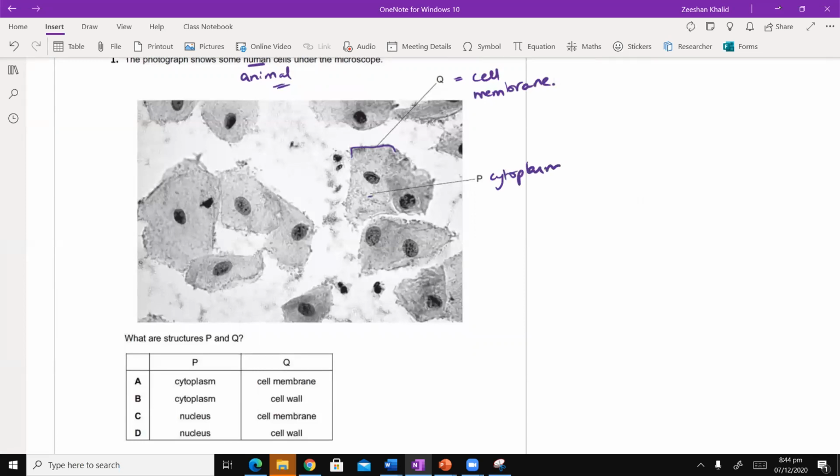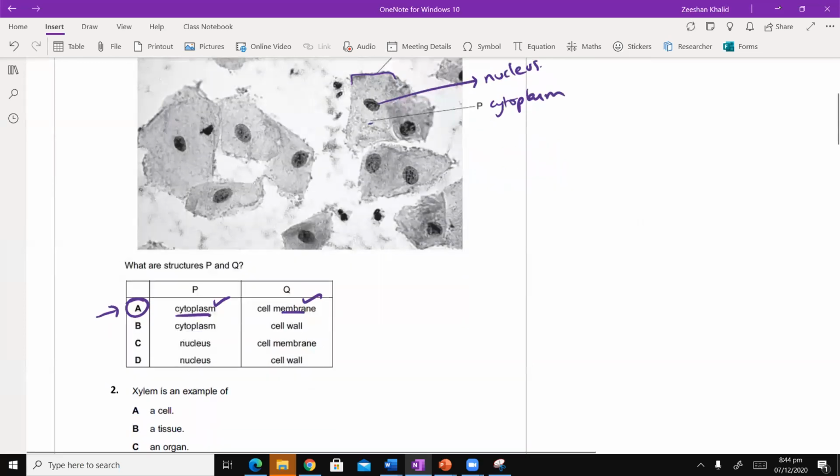Well, there's something that he hasn't labeled in this diagram. Let's label that. What do you think this is that I've labeled with purple? Nucleus. Yep, shabash, that's the nucleus. So what are structures P and Q? Well, P is cytoplasm, and Q is cell membrane. So the correct option is A. That was fairly simple.